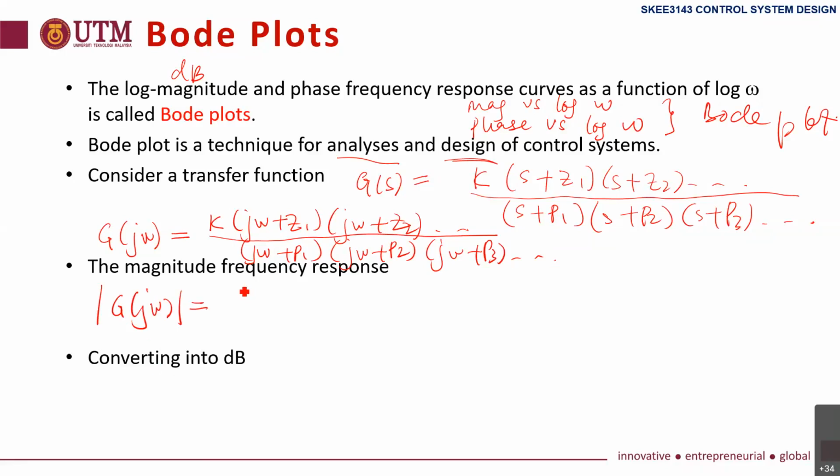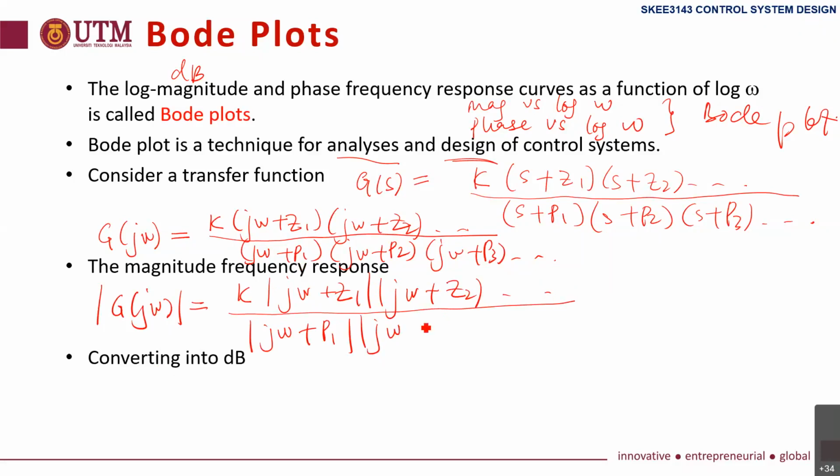Okay, magnitude is obtained by, we can do one by one. j omega plus Z1, we get this magnitude. Then we get the magnitude for j omega plus Z2. Similarly for j omega plus P1, P2, P3. Okay, continue. That one is for the magnitude frequency response.